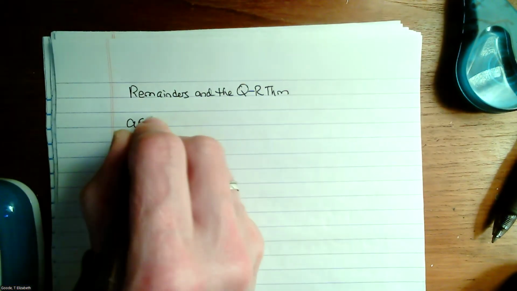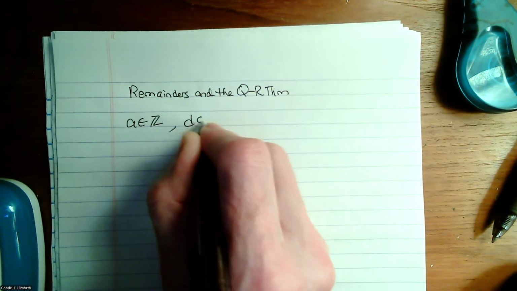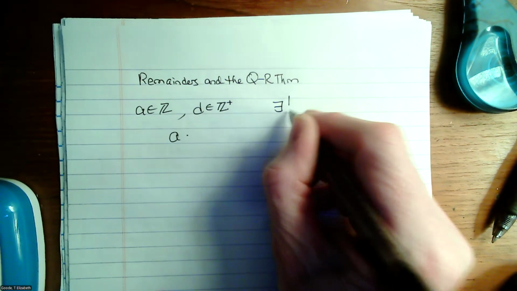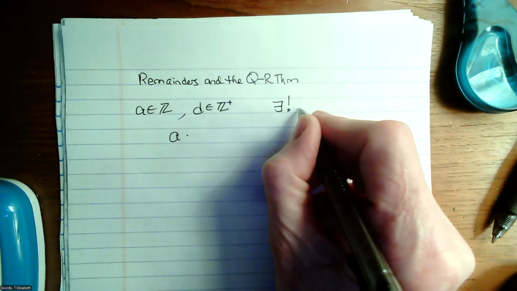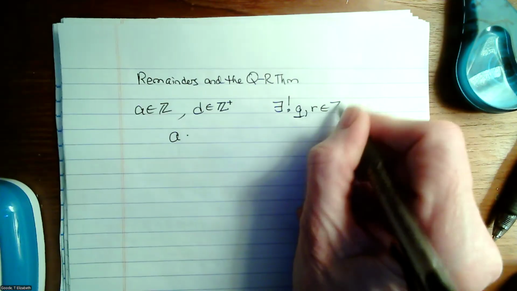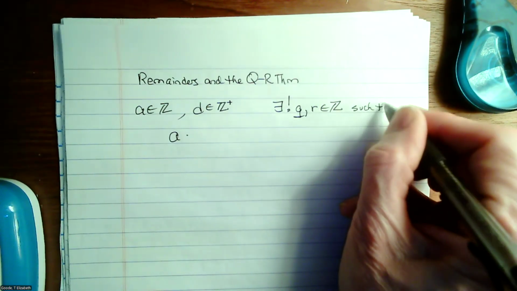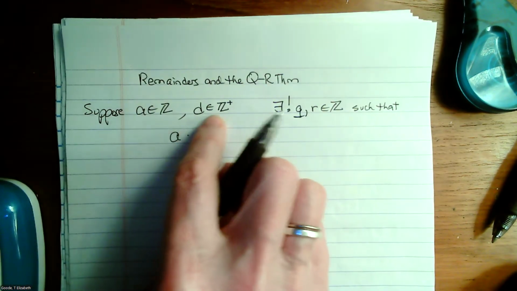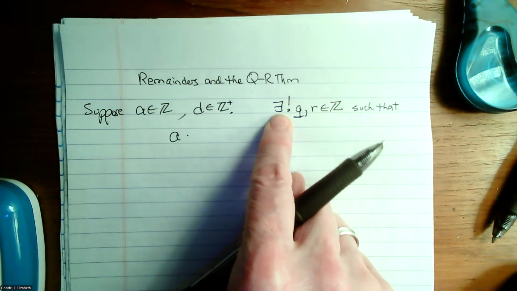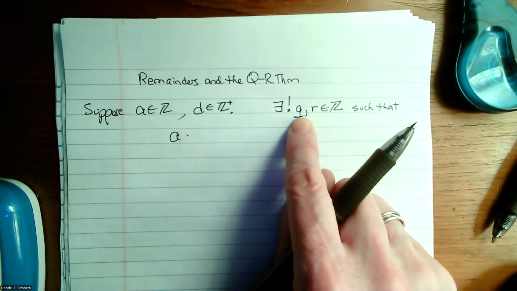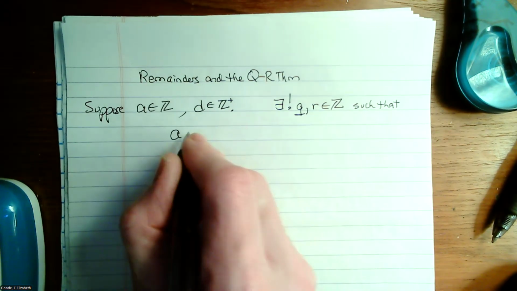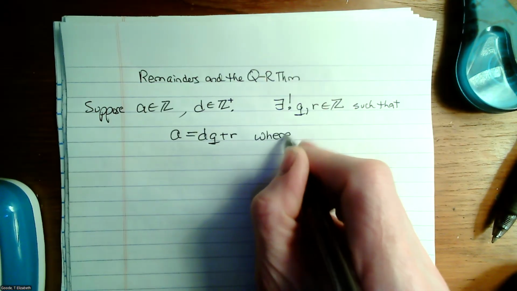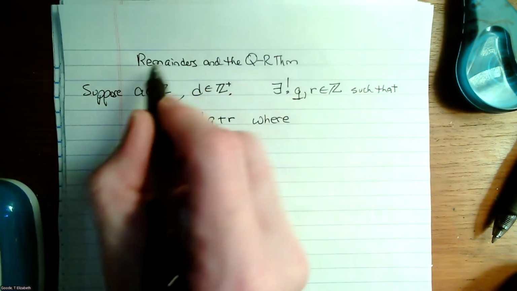Okay, so A is an integer, D is in Z plus. There exists a unique Q and R in Z such that, so we suppose we have an integer A and a positive integer D. This means there exist unique integers Q and R such that A equals DQ plus R, where there's an inequality. Do you know what the inequality says?